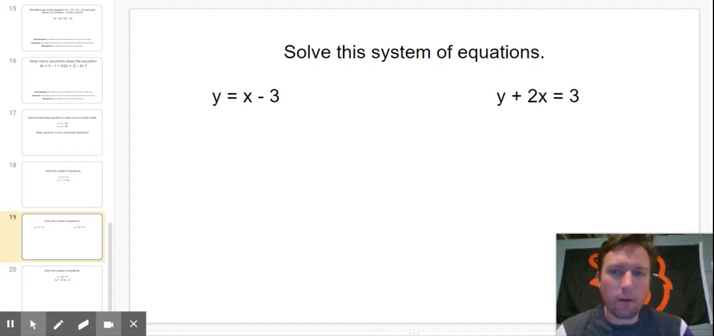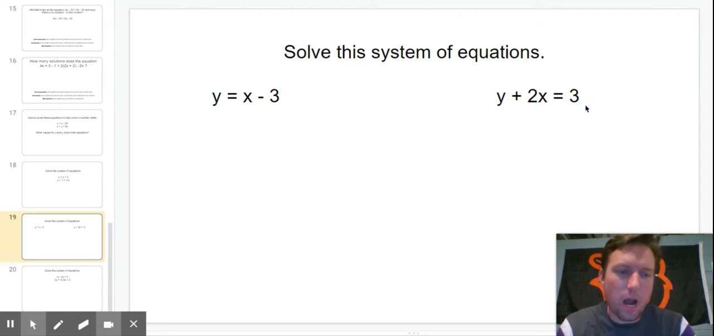A system of equations means I have two equations here, and they share the value of the x and the y. So the same value for x and the same value for y for both of these equations. Knowing that these two equations have a connection, we can use that when we solve this. So let's check this out. It says y equals x minus 3. And then over here, I have another equation, y plus 2x equals 3.